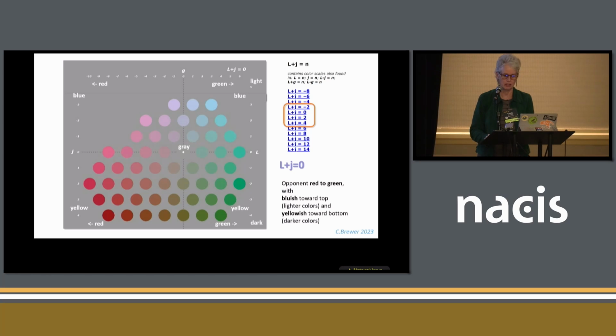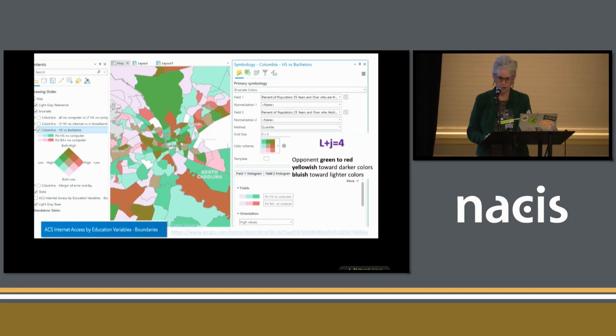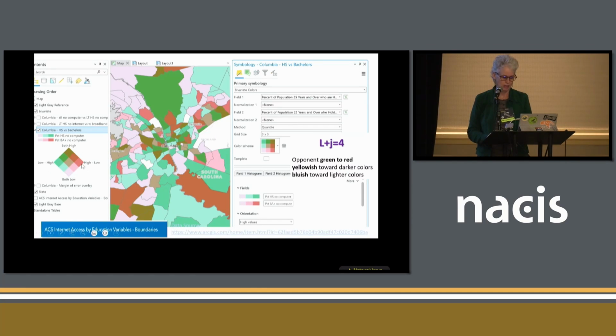That's that set out of the cleavage planes. So here, let's put a sequential scheme on it. I've got the high here, the low here, the high on one variable, low on the other. The RGBs are just there for how I made this map in Arc Pro, right? So I put each of those colors from this cleavage plane into the spots in the bivariate legend, and this happens to be percent, it's the ACS data for percent in households with no computer and percents with a BA or higher degree with no computer.